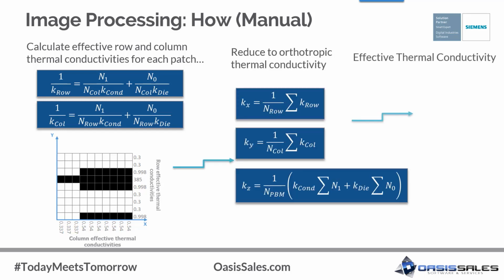The next step is to average the effective conductivities. In the z direction, the conductivity is the area-weighted average of the pixels. The result is the 3 conductivities, one for each coordinate direction. Image processing shown here or within Flotherm considers the conductivity of the black pixels within a patch and not simply the number of black pixels.